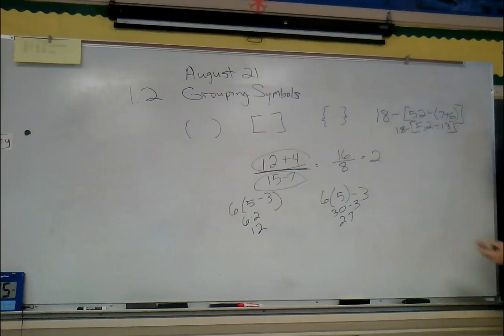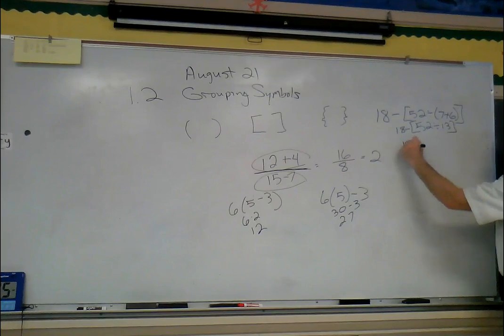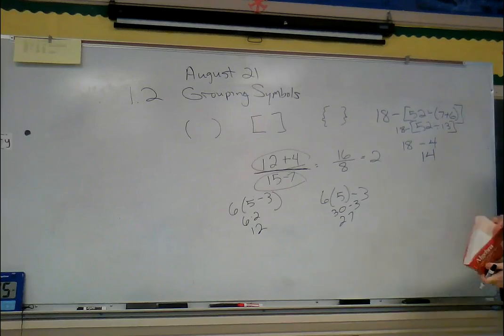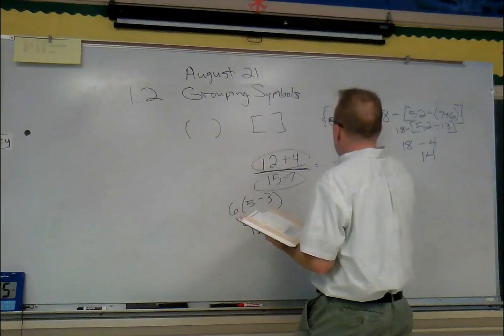Now we have still another inside of a grouping. So we have 52 divided by 13, which gives us 4. 18 minus 4 is then 14. Okay, let's do one last problem.